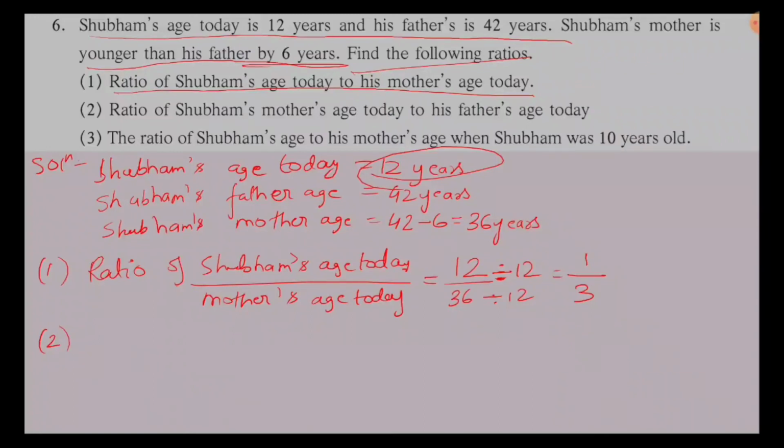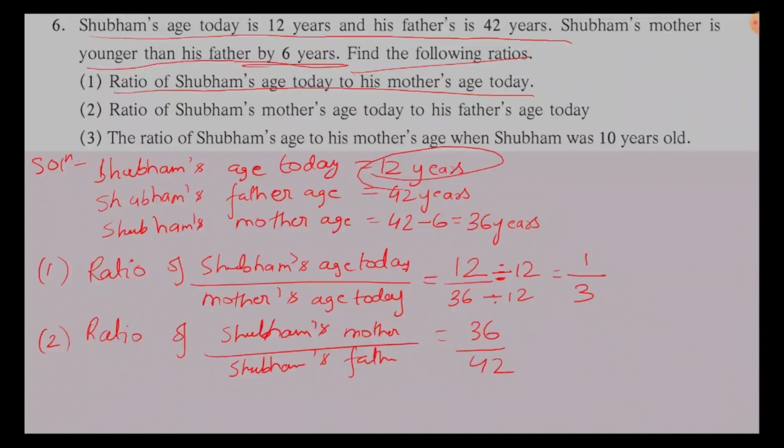Ratio of Shubham's mother age today to his father's age today. Okay, what is the ratio which we have to find out? Ratio of Shubham's mother upon Shubham's father. Okay, so this will be 36 upon 42. 36 upon 42 will be the ratio, but we know that these two numbers are divisible by 2.